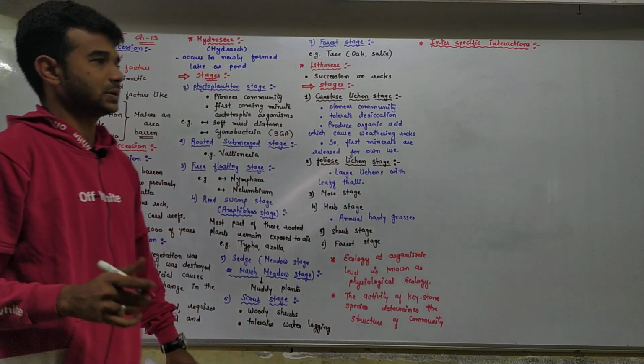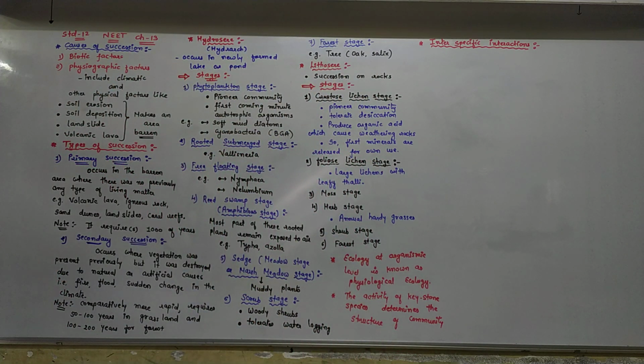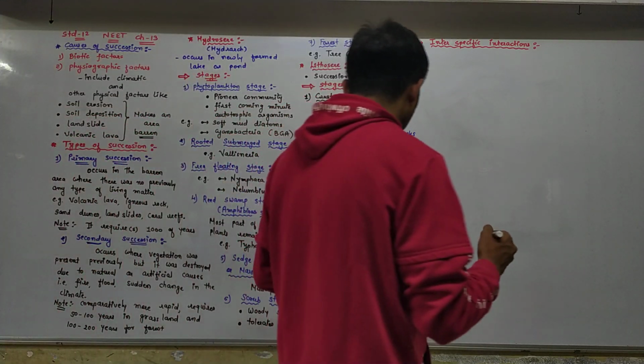Interspecific interactions. So you know that no one species on the earth can live independently. Each and every species has to depend on others for food, habitat, reproduction, and so on, etc. First of all, here interspecific interactions are of two types.